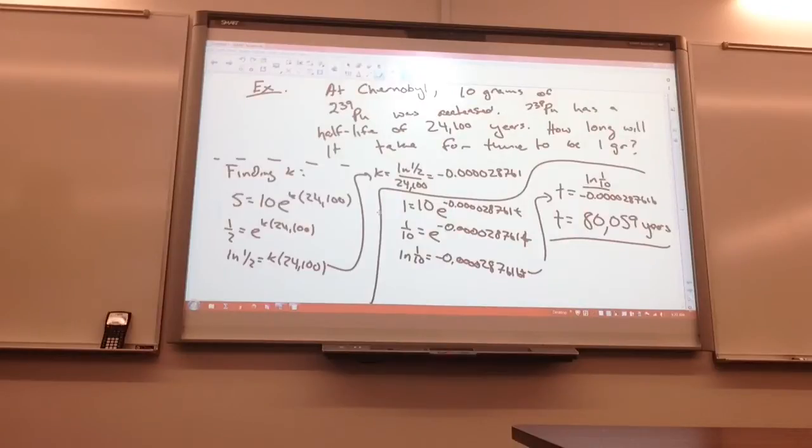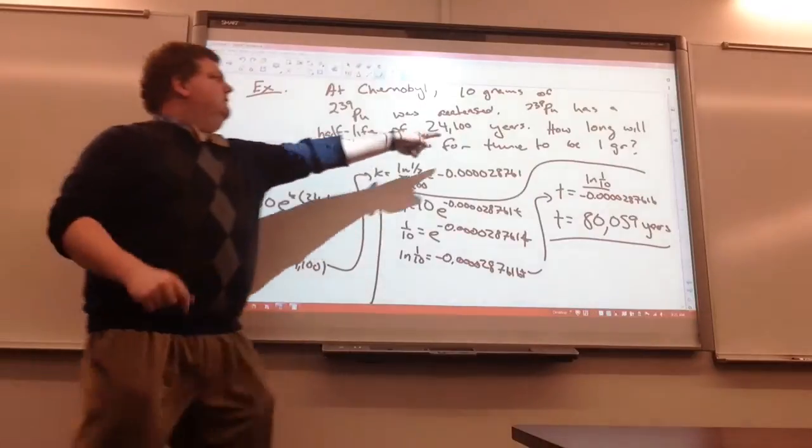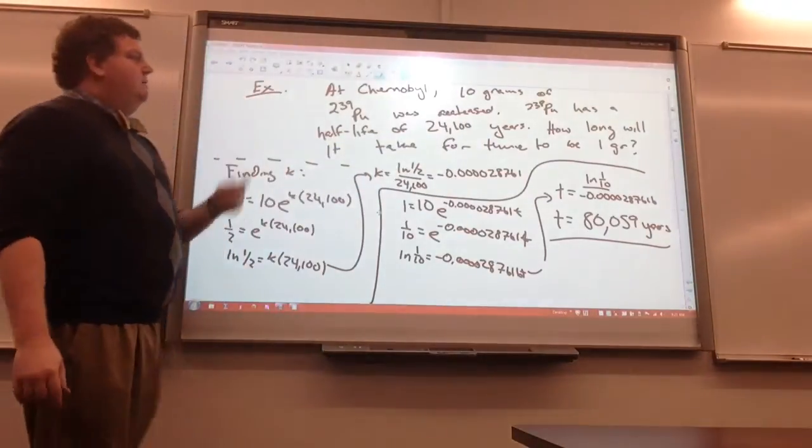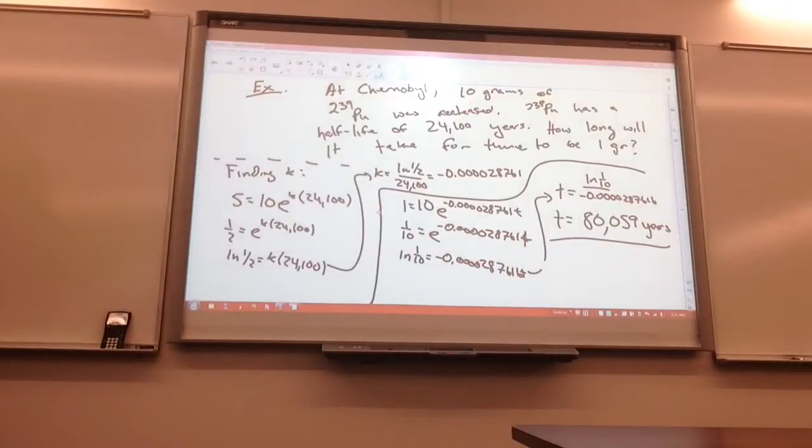So t equals the natural log of 1/10 over that, and that comes out to be 80,000. You just know that it's automatically years because we're talking about this particular problem, and right up here we declared the unit of time we're using. If I replaced that with seconds, it'd be 80,000 seconds.